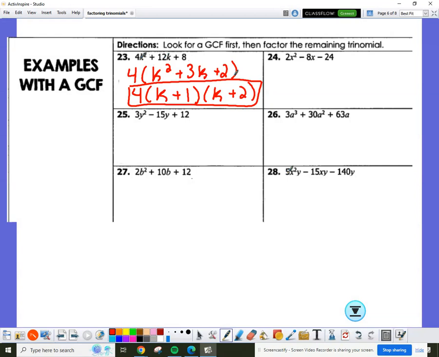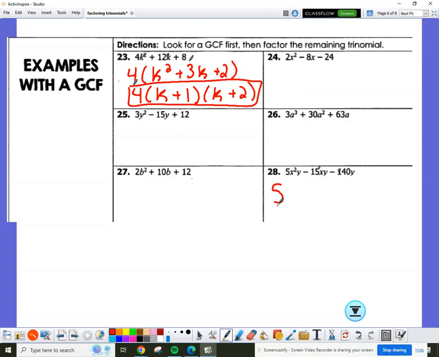We're going to look at number 28. Okay, we notice there's a lot of different things here. So we got to find that GCF. We see there's a 5 in front of here. So let's see if we could pull it all the way out. I could take 5 out of 15. I could also take 5 out of 140. So we're going to divide those out, and we're going to have a 5 here. But there's a lot more going on.